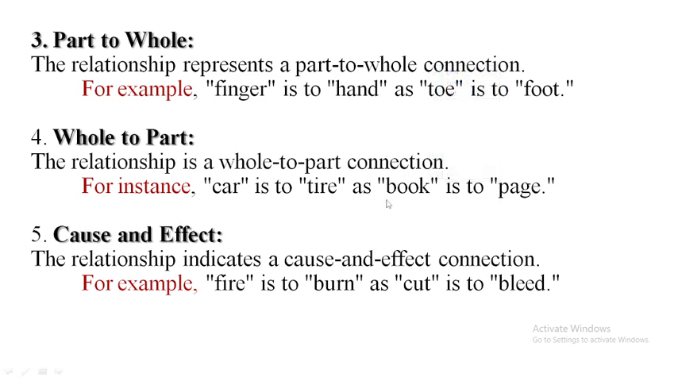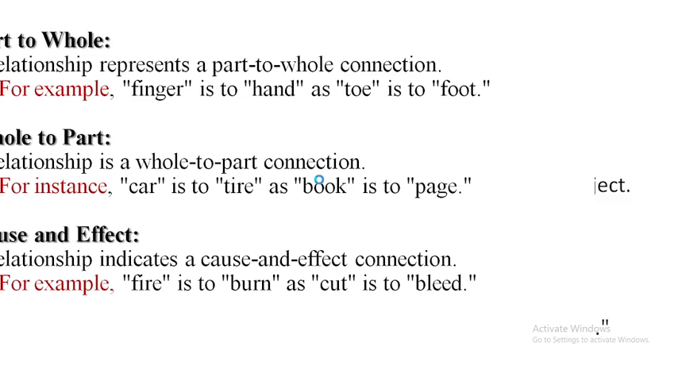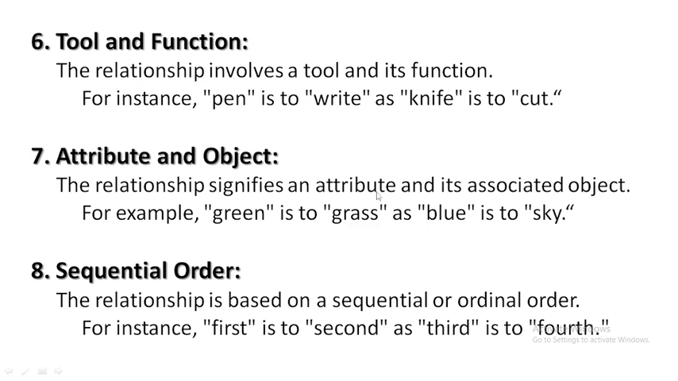Next one, cause and effect. The relationship indicates a cause and effect connection. For example, fire is to burn as cut is to bleed. So here there is some cause, and then something happens because of that cause. So this is cause and effect. The sixth common type is tool and its function.